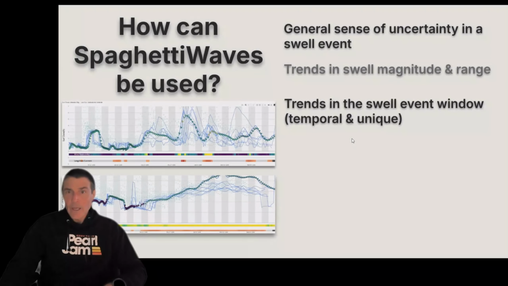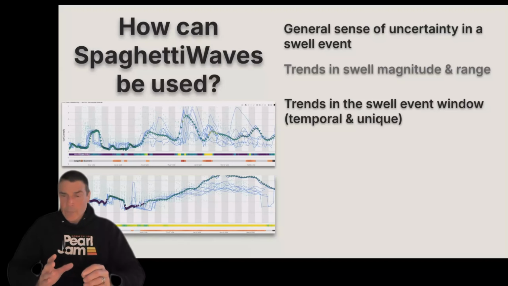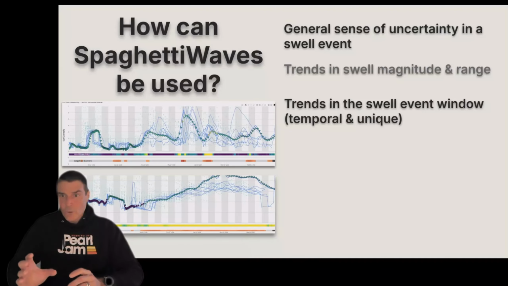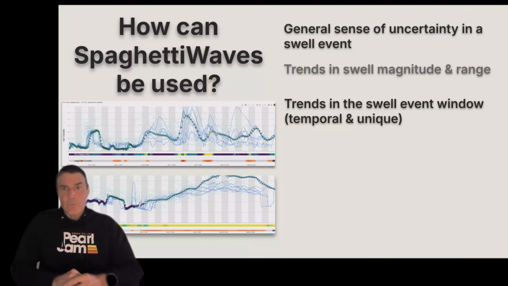Another thing, and this is what interests me a lot, is you could see trends in the swell event window. And I have temporal here, which means timing. A swell peaks and then it diminishes. And when you look at an ensemble, you could see if the swell is going to peak a little bit earlier or a little bit later, if the trend is towards one of those directions, or if the trend is on target for a specific time. You can get that with this type of ensemble modeling.